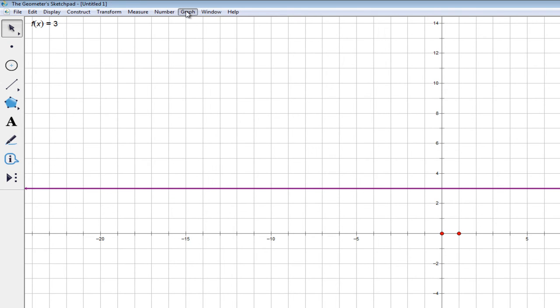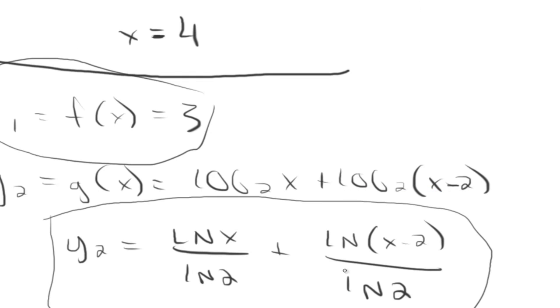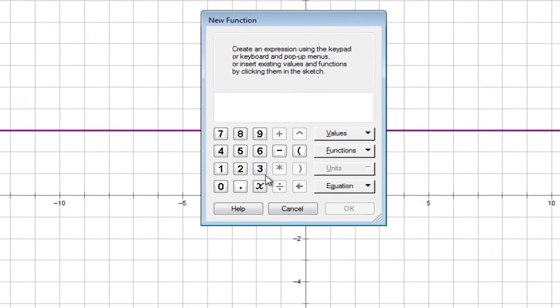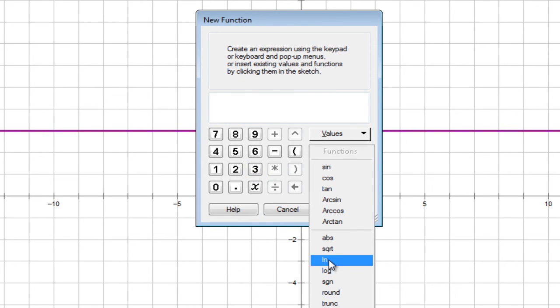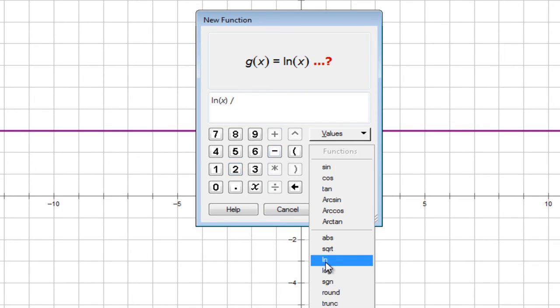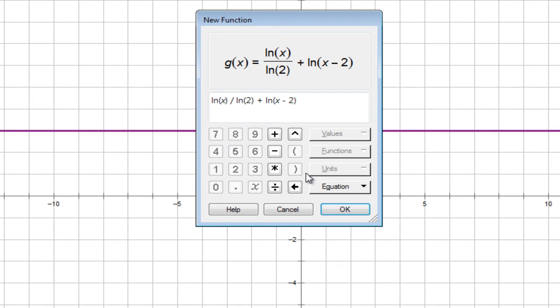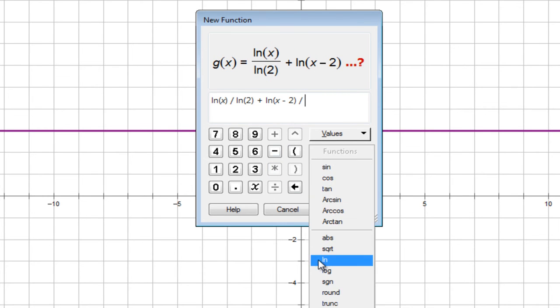To graph the second function, now this will be the more interesting function. So I'm going to bring it back up here. This is exactly what I'm going to have to type into the Geometer Sketchpad. So if I go to functions, it gives me that ln. So I'm going to take the ln of x divided by the ln of 2 plus the natural log of the quantity x minus 2 divided by the natural log of 2.